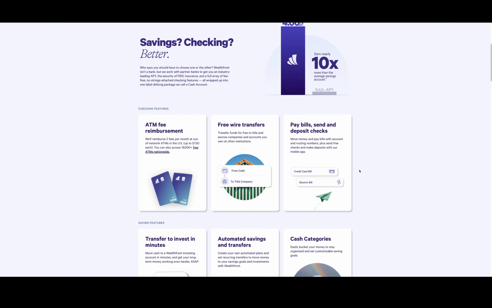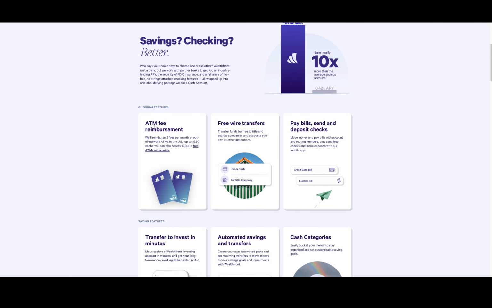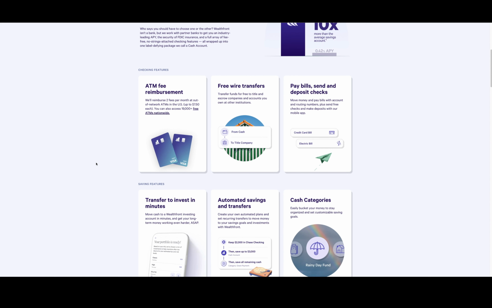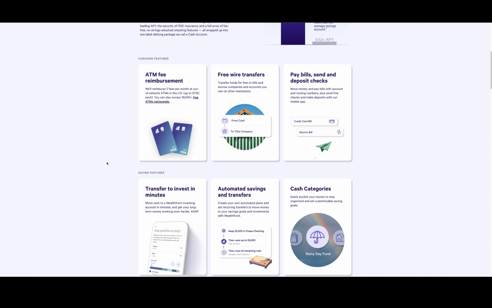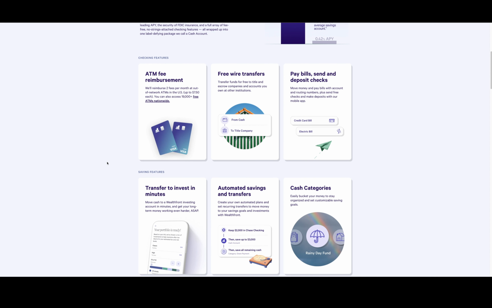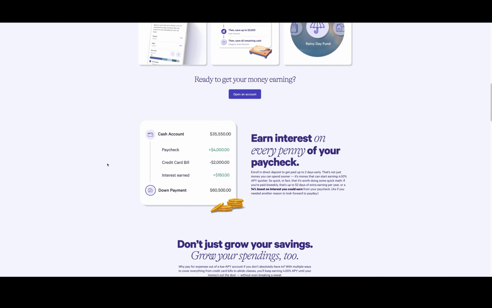If we want to scroll down here, what's really cool about them is they reimburse you for ATM fees. So 2 fees per month out of network, and you can see that it's up to $7.50 each, and you also access 19,000+ free ATMs nationwide, and I'll let you guys look at that. So it really automates your savings. Sometimes I prefer banks more because you want to get paid and you want to invest as well, so it can act as both, right? It can act as a brokerage and it can act as a bank account. I personally like them, and it's just pretty straightforward.